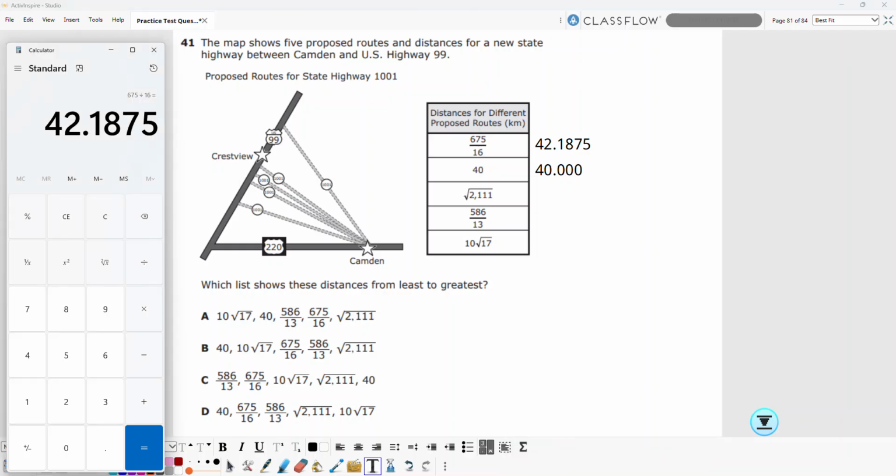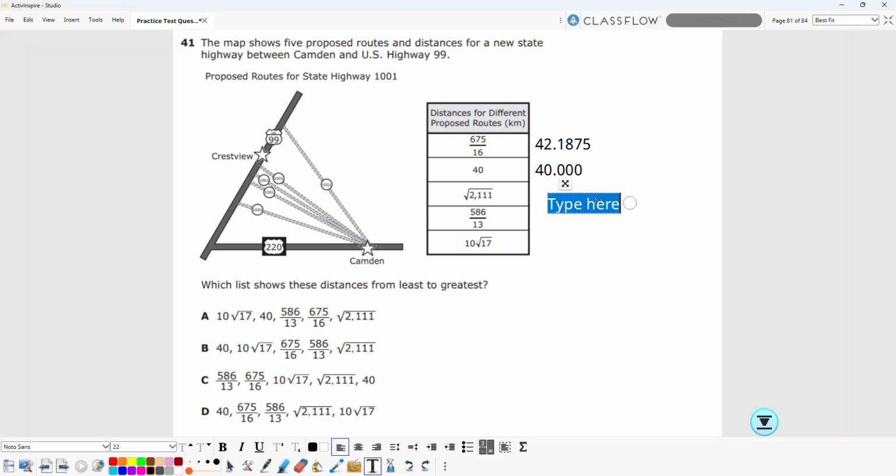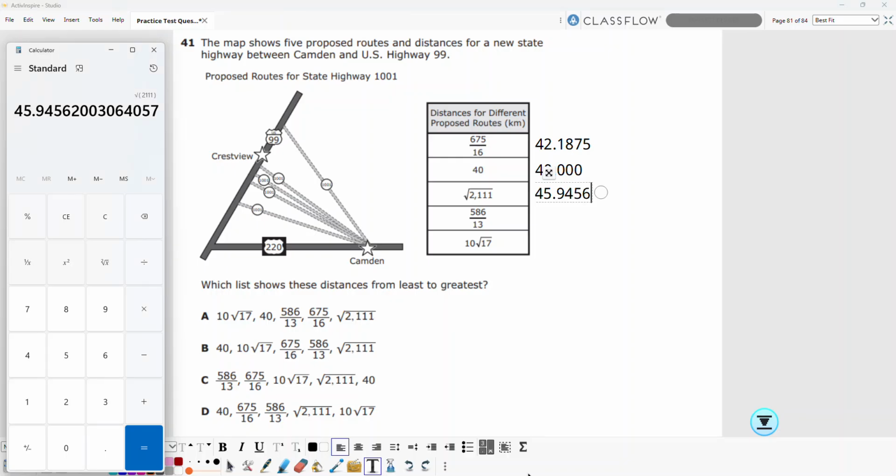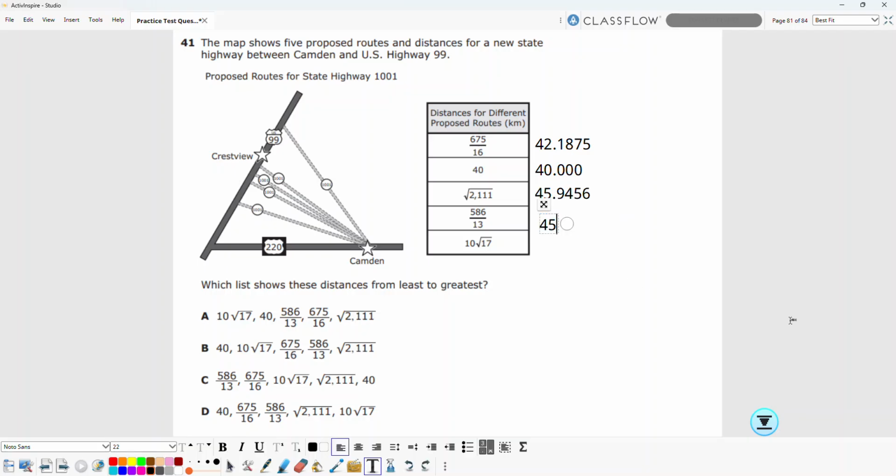So we've got 2111, and then we can get the square root of that. So it's 45.9456. Okay, we get that. Okay. 586 divided by 13 is 45.0769.